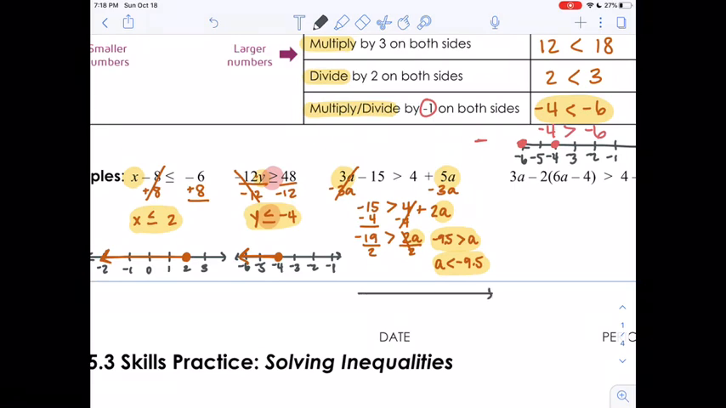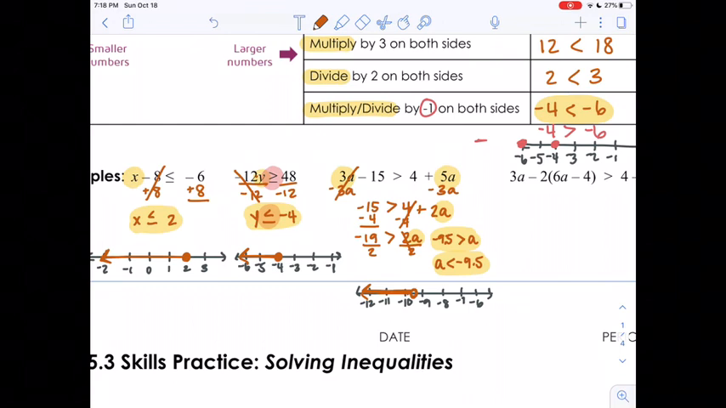I'll show you what I mean. When we make this graph, negative 9.5, I'm just going to do negative 12, negative 11, Nine and a half is between the negative 9 and the negative 10, and it's less than, a is less than negative 9.5, so I want to use an open circle at 9.5, and a is less than means it's going to point to the left.